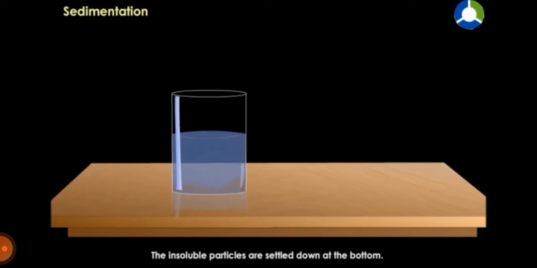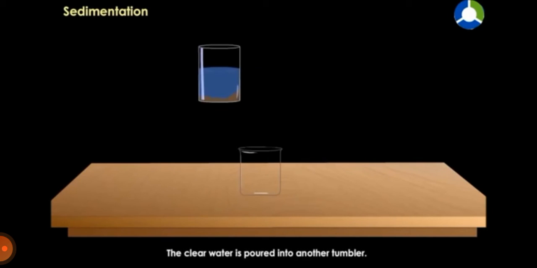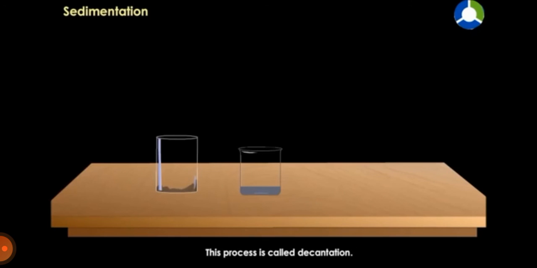The insoluble particles are settled down at the bottom. These are called sediments. This process is called sedimentation. The clean water is poured into another tumbler. This process is called decantation.